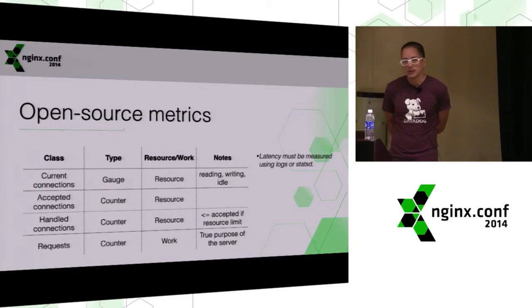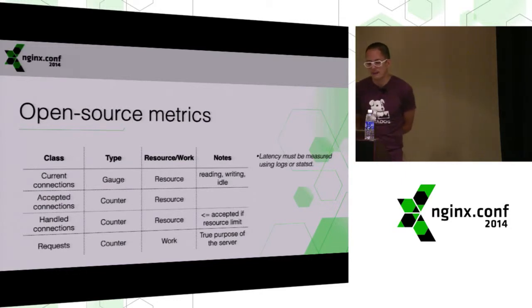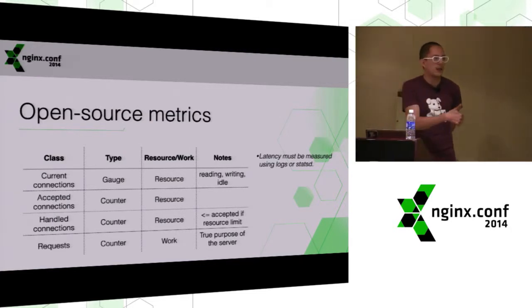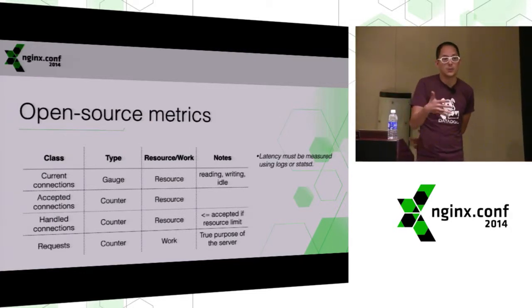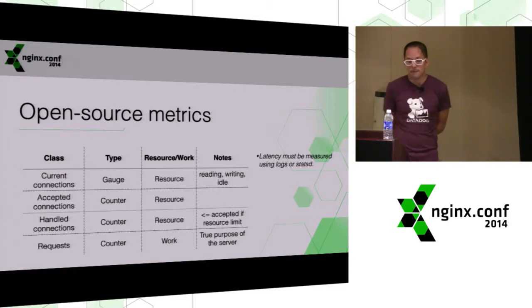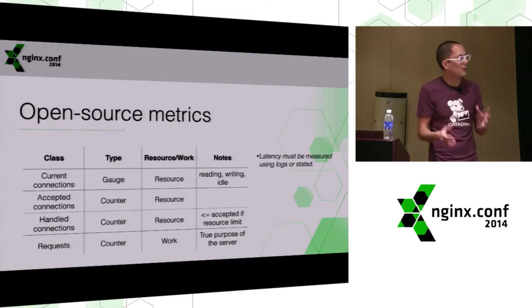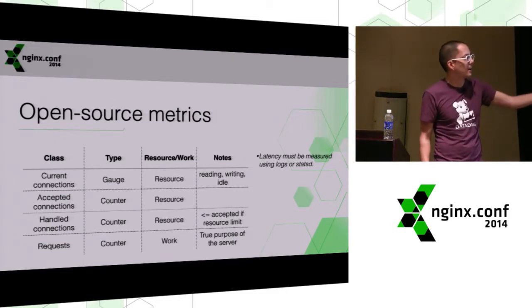So you don't have a ton to work from. It's, I don't know, five or six metrics or something like that. You have current connections, which is a gauge, i.e. how many connections I have currently open, if you will, reading, writing, or idle.